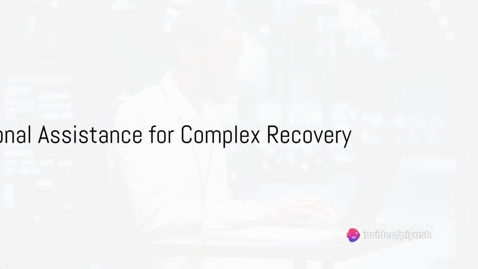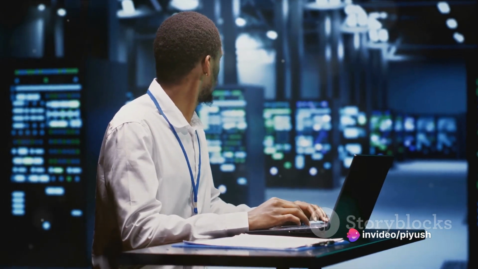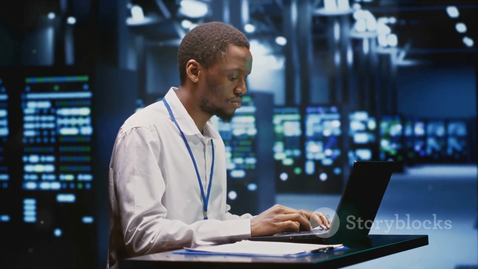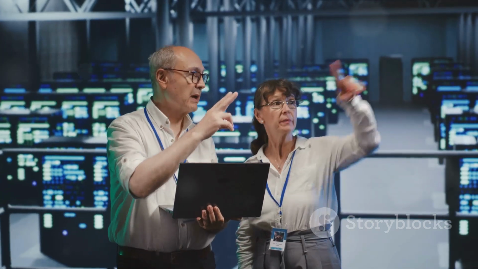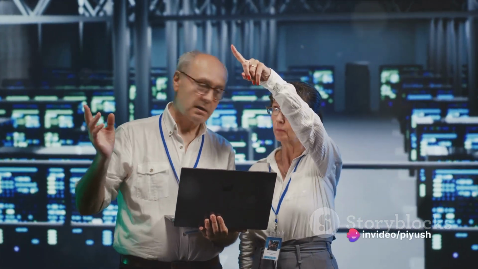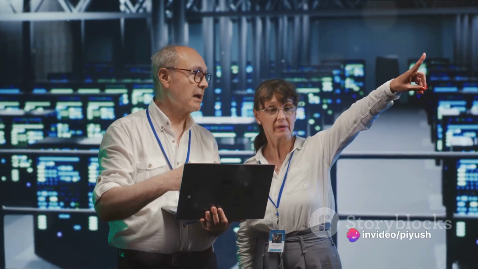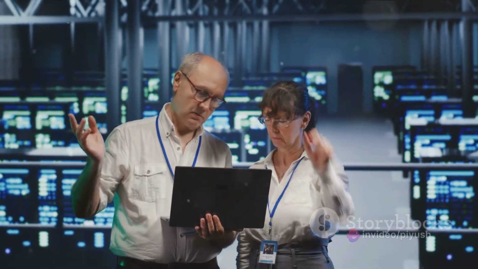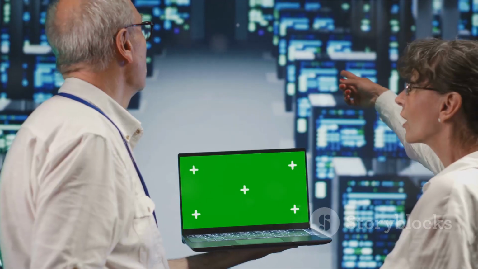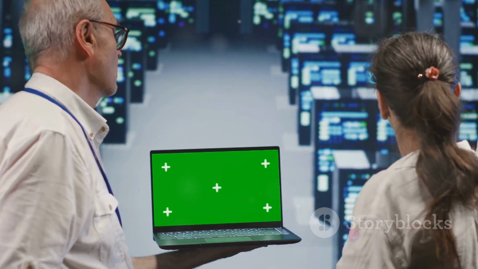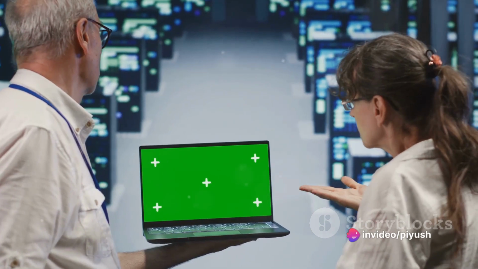Finally, there's professional assistance. In cases where standard recovery methods fail, seeking assistance from database recovery professionals or consulting services may be necessary. These experts have specialized knowledge and tools to deal with complex data recovery scenarios. They can analyze the database structure, logs, and other relevant information to determine the best course of action for recovery. While professional assistance may come at a cost, it can be invaluable for recovering critical data and minimizing downtime.